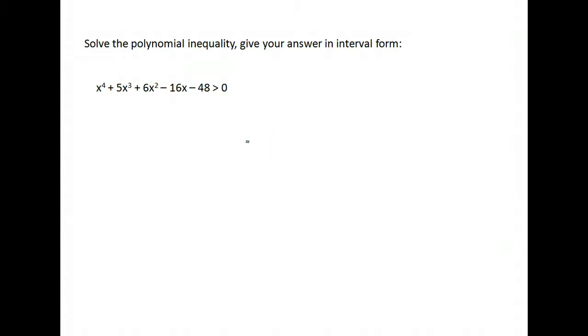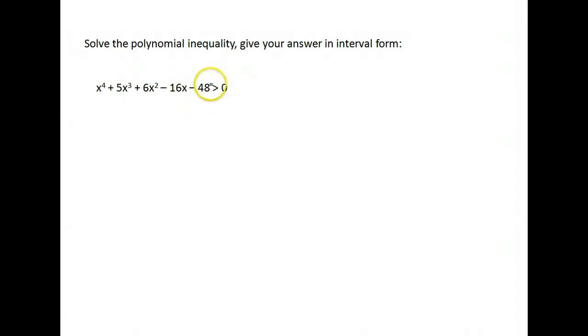All right, here's a second example. So we're going to, again, solve this polynomial inequality. We are going to give our answer in interval form. So let's go ahead and get started. First thing we wanted to make sure is that everything was on one side of the inequality and 0 on the other, which it's already set up that way, so that's great.